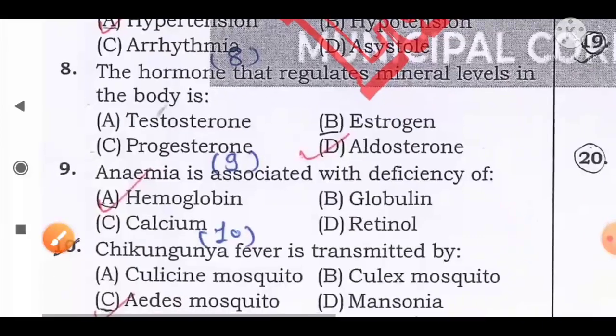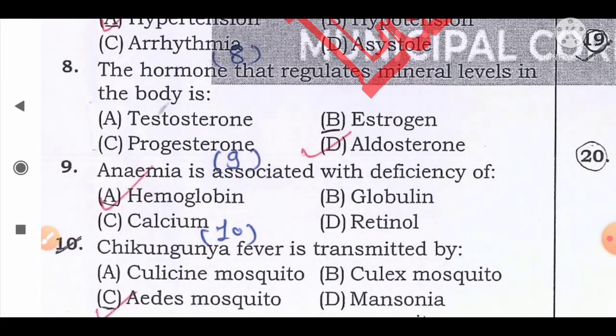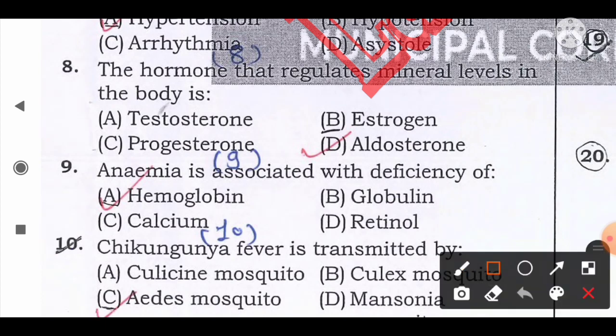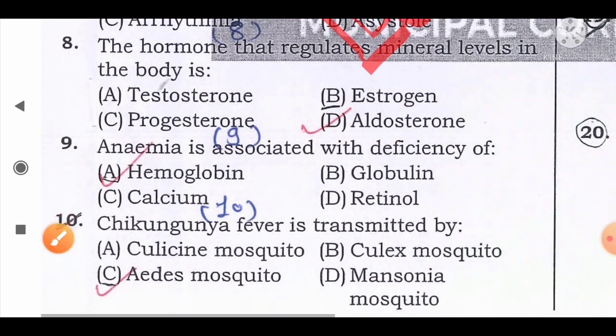Move to the next question, number 8. The hormone that regulates mineral level in the body is dash. Option A, testosterone. B, estrogen. C, progesterone. D, aldosterone. And the correct answer for this question is, it is regulated by aldosterone. So option D, aldosterone, is the correct answer for this question.